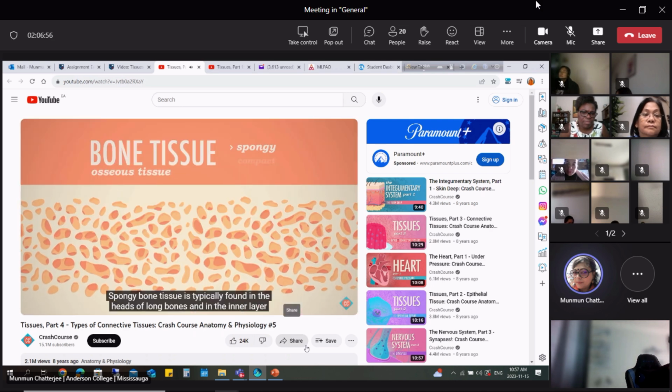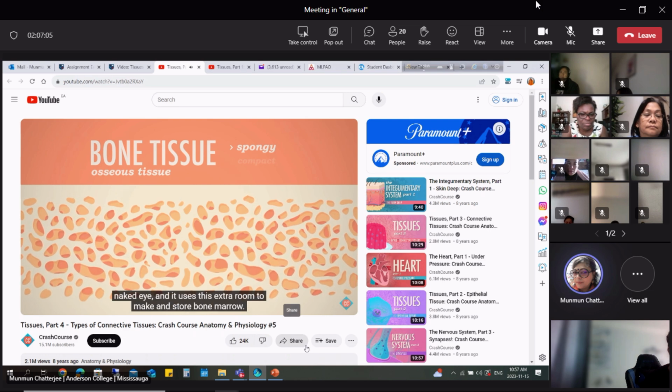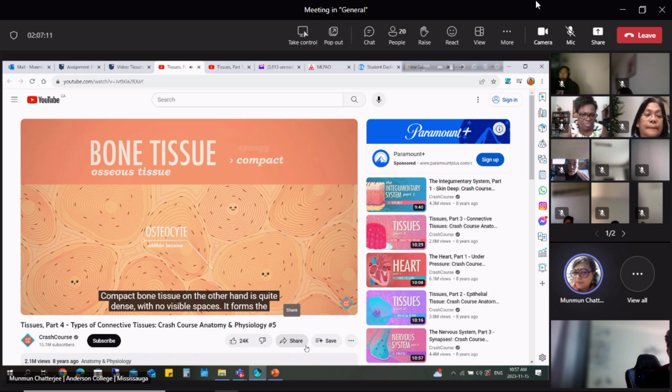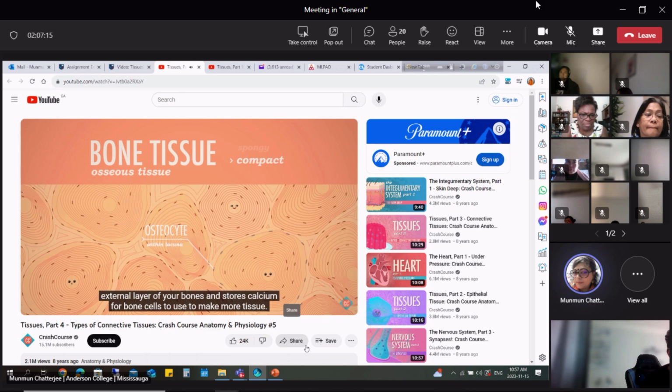Spongy bone tissue is typically found in the heads of long bones and in the inner layer of flat bones like the sternum. This spongy tissue is strong but porous, even to the naked eye, and it uses this extra room to make and store bone marrow. Compact bone tissue, on the other hand, is quite dense with no visible spaces. It forms the external layer of your bones and stores calcium for bone cells to use to make more tissue.